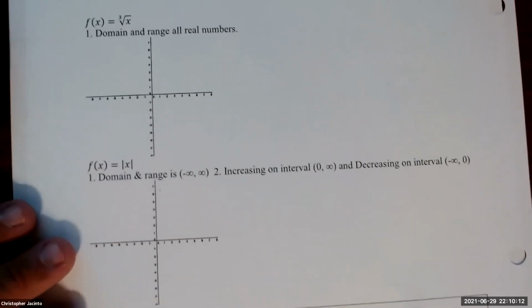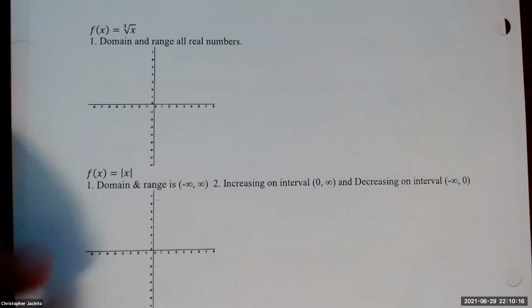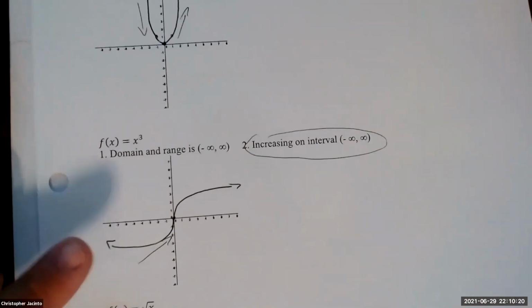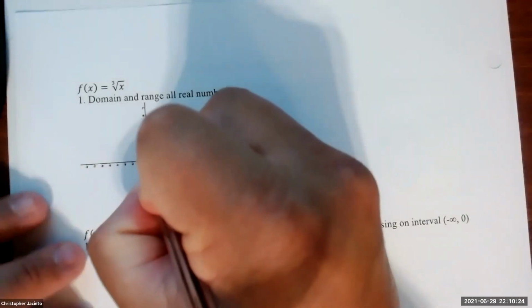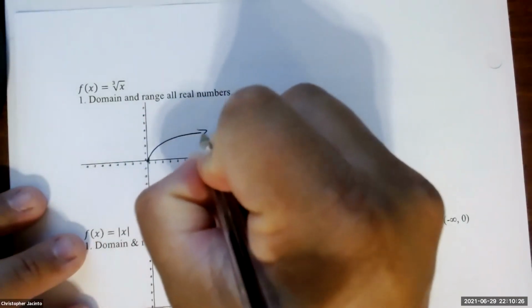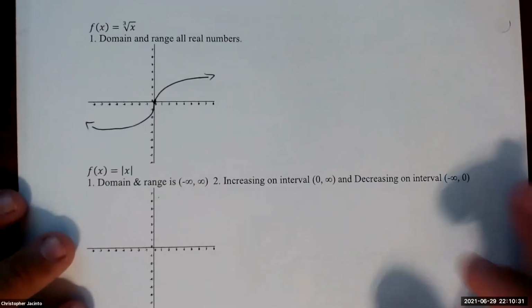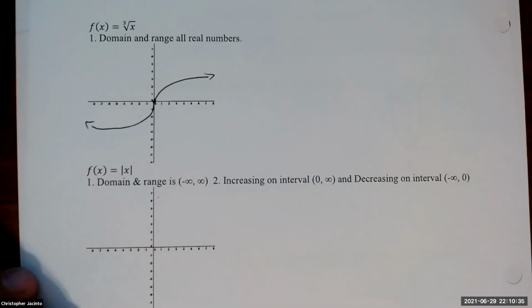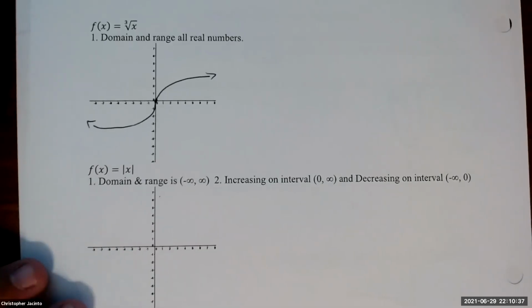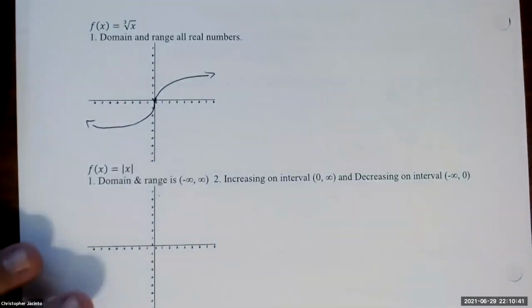A couple more. Next is the cube root of x. And the cube root of x actually follows this one, because it also goes just like that. The only difference is it shrinks a little bit, but you know, it's just a sketch of it.